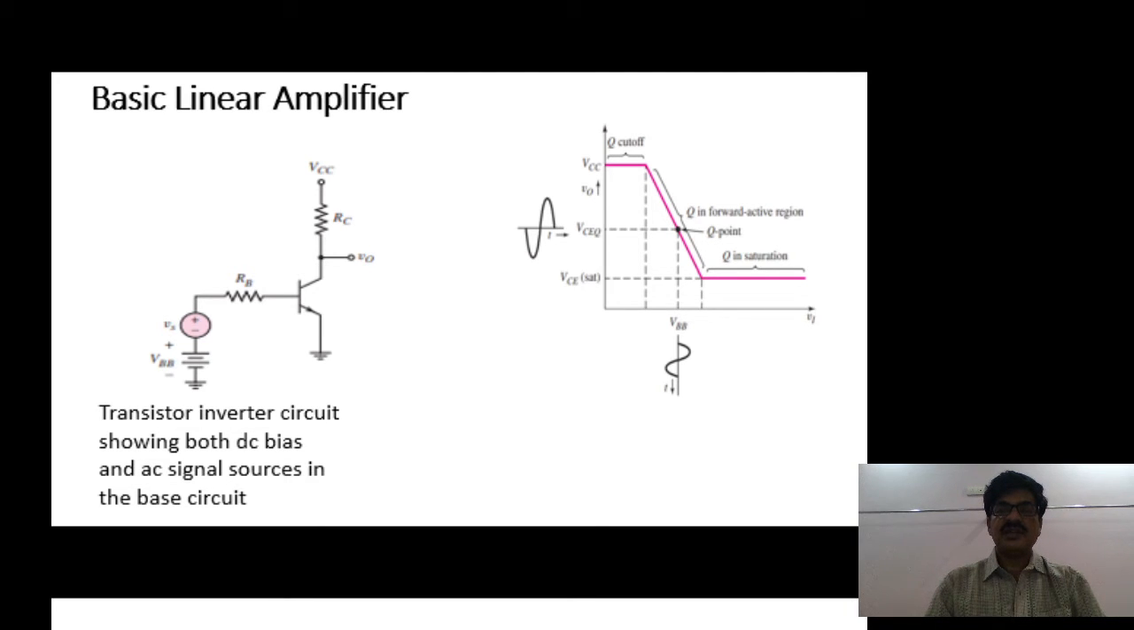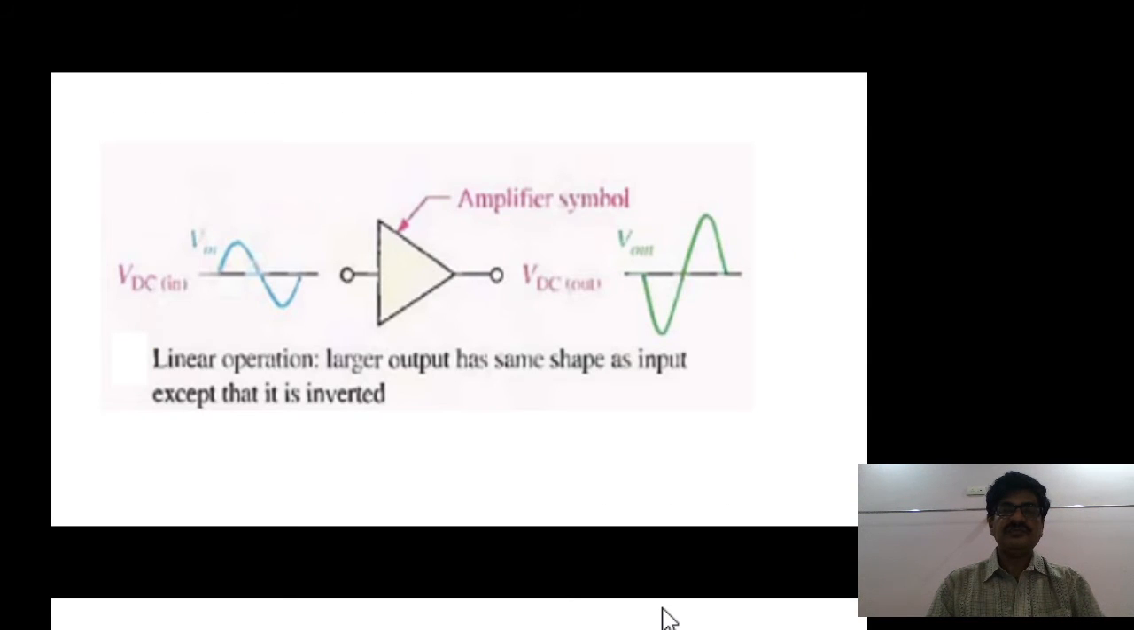Suppose the operating point is either nearer to the cutoff region or nearer to the saturation region, or in the cutoff or saturation, you can't get linear amplification, you get non-linear amplification. That you can observe in the following diagram.